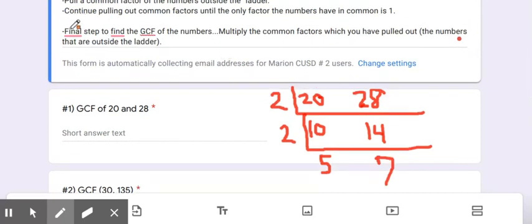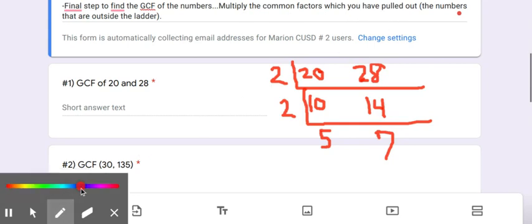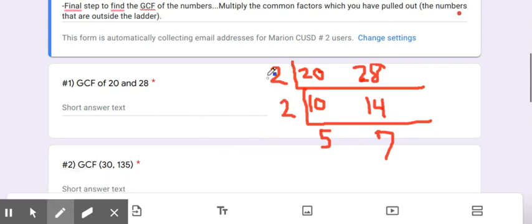That's what this tells me up here in the instructions box. Continue pulling out common factors until the only factor the numbers have in common is 1. Okay, so I'm done making ladders. The final step right here to find the GCF of these two numbers, 20 and 28, is to multiply the common factors which you have pulled out. So I pulled these factors out.